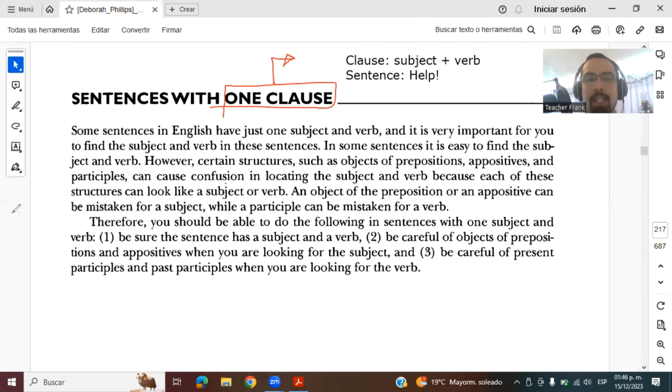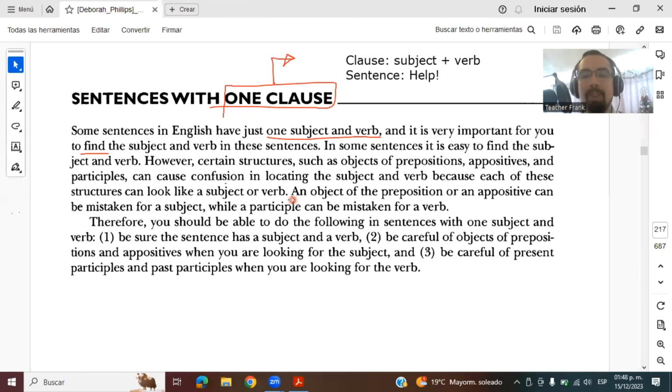So with that in mind, it says here, some sentences in English have just one subject and one verb. And it is very important for you to find the subject and the verb in these sentences, right? We always need to find the subject and the verb. Find the verb and then ask who or what is doing that action. It says in some sentences, it is easy to find the subject and verb. However, certain structures, such as objects of prepositions, appositives, and participles can cause confusion in locating the subject and verb because each of these structures can look like a subject or verb, right?